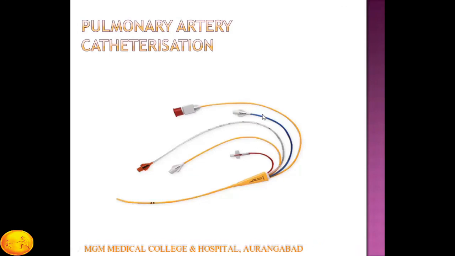In these two lumens, we can give different types of drugs like adrenaline, dopamine, or other infusions. And you can see a big lumen with a red cap, and that is the system which we connect to the transducer, so that the mechanical waves and the temperature of the blood are all analyzed through the machine. It is called the continuous cardiac output monitor, and we see the continuous pulmonary artery pressures and the cardiac function of the patient.